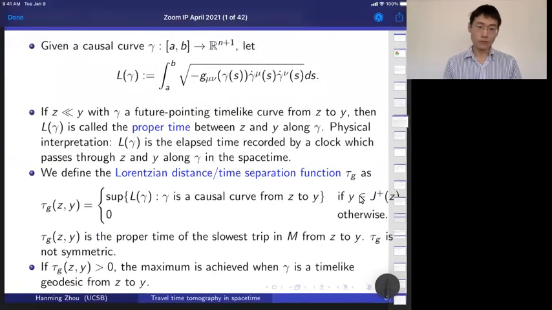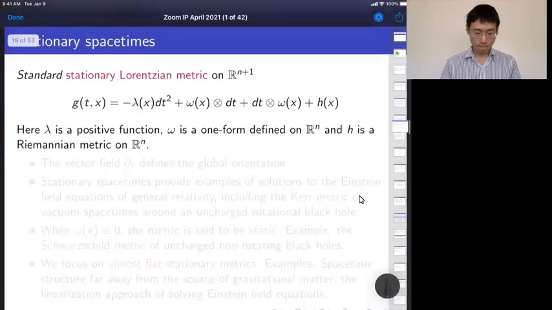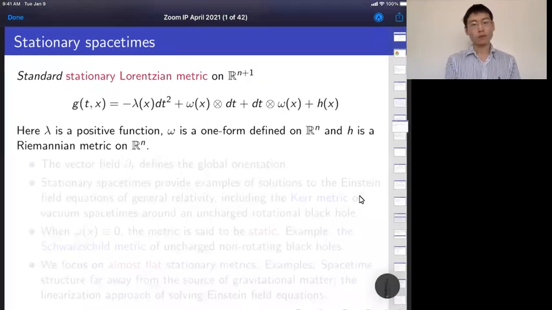And also, if this quantity, this Lorentzian distance, is positive, then under some proper conditions this maximum can be achieved by some time-like geodesic from z to y. So it's similar to the Riemannian case. We know that on a compact manifold and under some conditions, the distance should be achieved by a geodesic. So then we have this distance function.